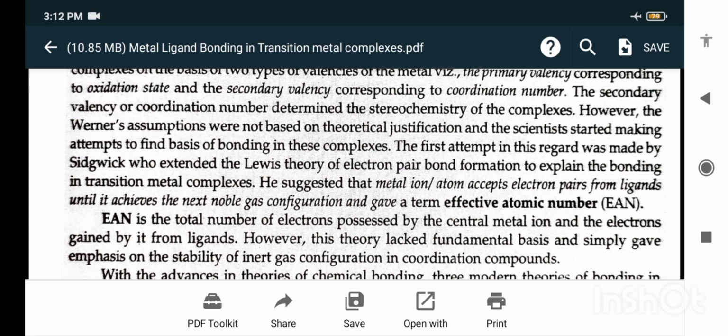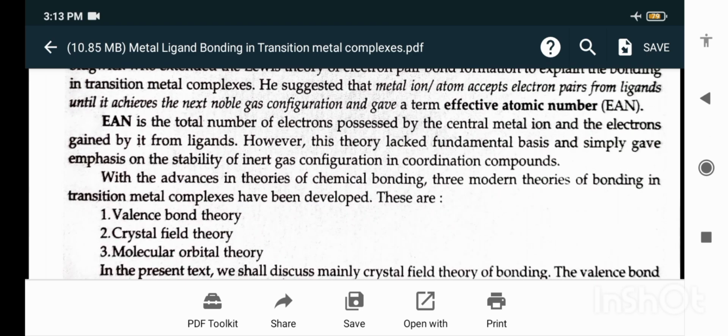The first attempt in this regard was made by Sidgwick, who extended the Lewis theory of electron pair bond formation to explain the bonding in transition metal complexes. He suggested that the metal ion or atom accepts electron pairs from the ligands until it achieves the next noble gas configuration, and gave a term, effective atomic number. EAN is the total number of electrons possessed by the central metal ion plus the electrons gained by it from the ligands. However, this theory lacked a fundamental basis and simply gave emphasis to the stability of inert gas configuration in coordination compounds.